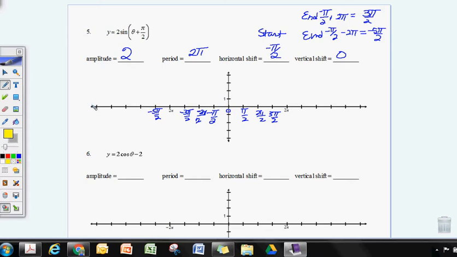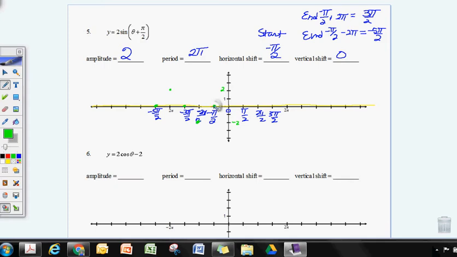So I look at my vertical shift. There is no vertical shift. So everything is based off of the x-axis, or my yellow line. This is a sine wave. So for my sine wave here, it doesn't have a flip, it starts on the yellow line. It hits its highest point, which should be up here at 2, back to the yellow line, hits its lowest point, which should be negative 2, and back.